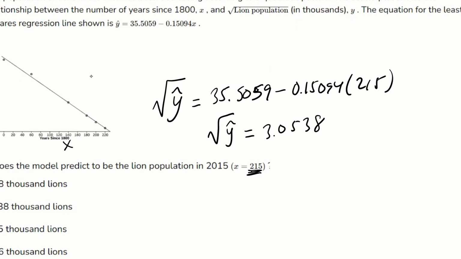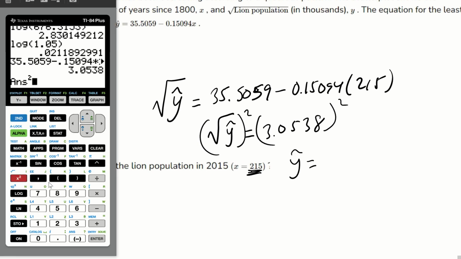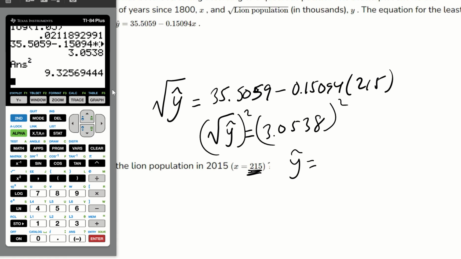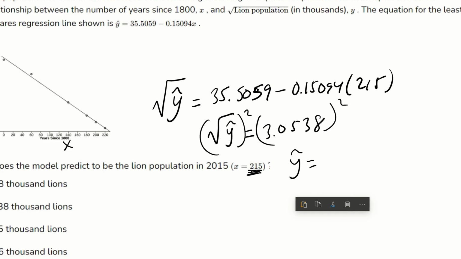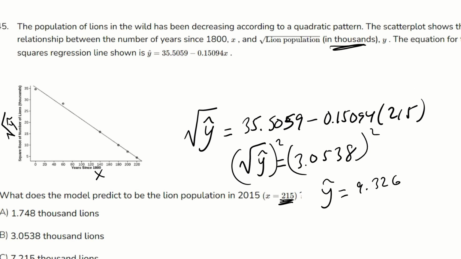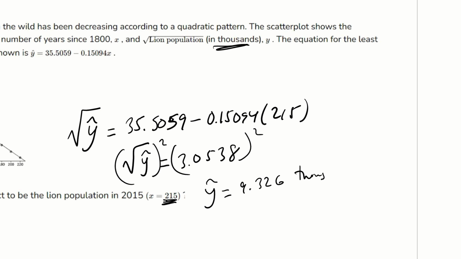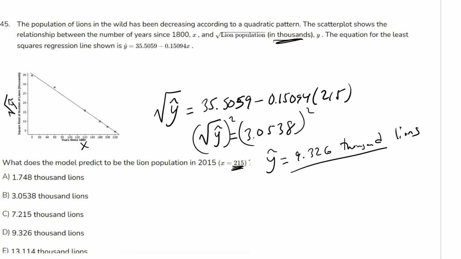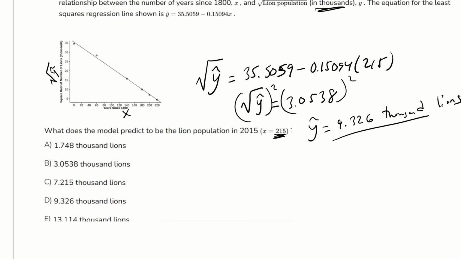All right, so now we need to square both sides, and that will help us solve for the y hat. So we get 9.326. And this is in thousands, right? So in thousands. Okay, so that's the lion population, 9.326 thousand lions. So the answer is D.